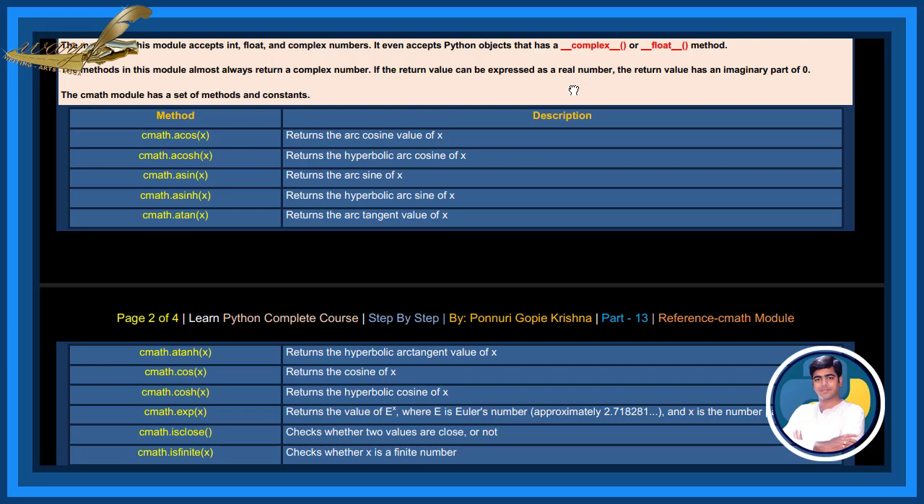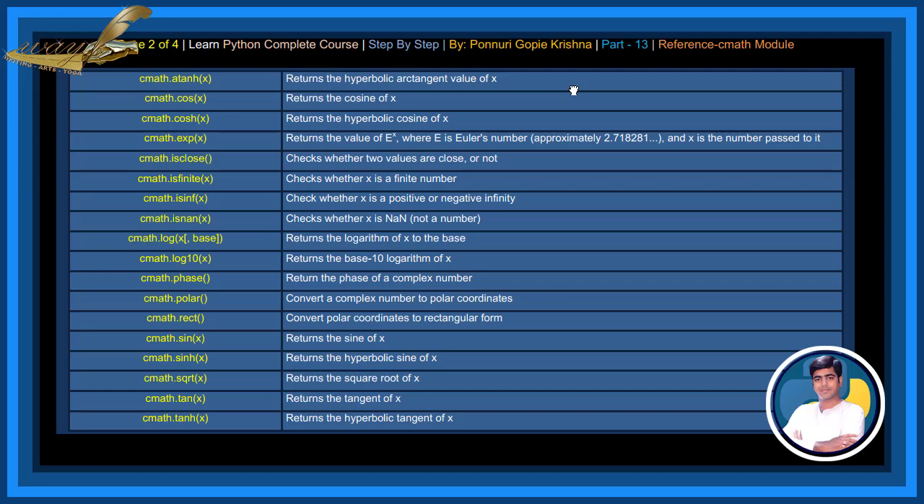cmath.cos method returns the cosine of x. cmath.cosh method returns the hyperbolic cosine of x. cmath.exp method returns the value of e to the power x, where e is Euler's number, approximately 2.718281 and so on, and x is the number passed to it.